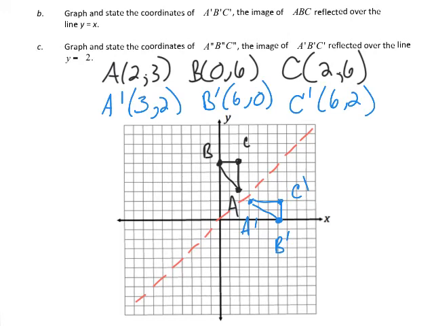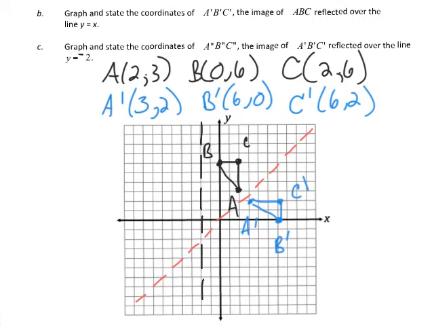Now finally, we're going to graph over a different line. We're going to graph the image of the blue, A prime, B prime, C prime, reflected over the line y equals 2. Actually, it should be y equals -2, but my negative didn't show up, but it shows up on your paper. So y equals -2 is going to be this line, and I'm going to reflect the blue image over that line. This one you really should do visually as opposed to trying to use a rule.